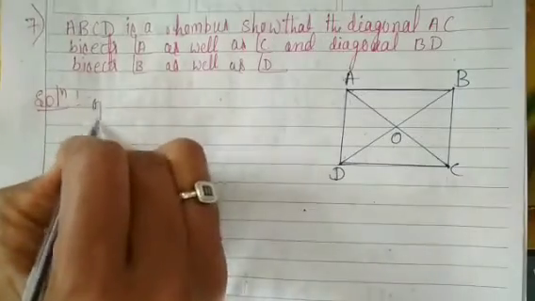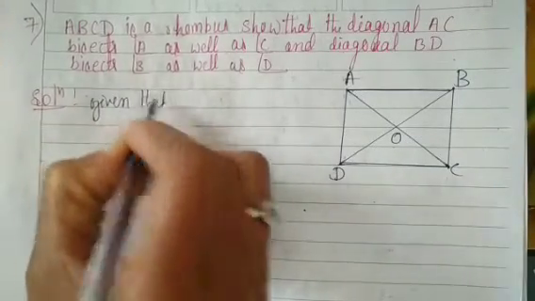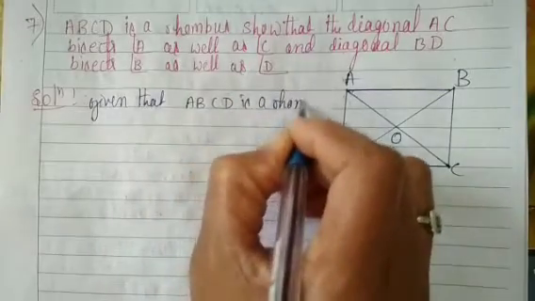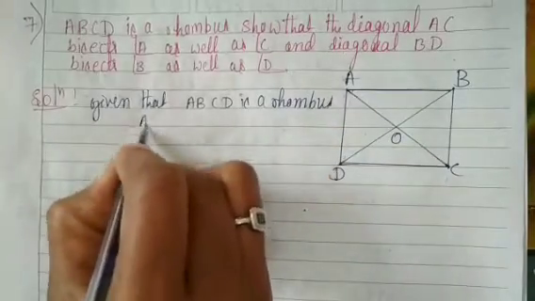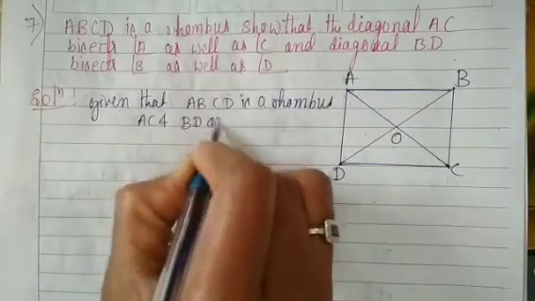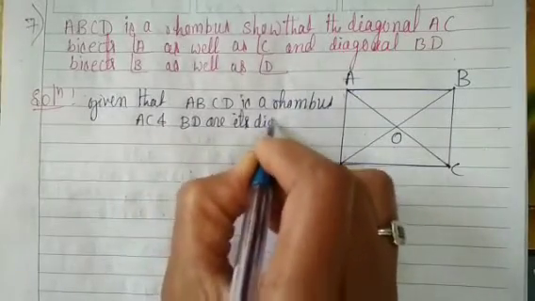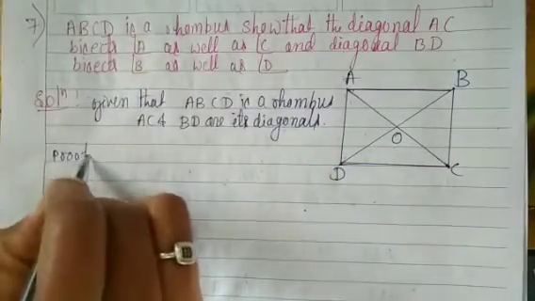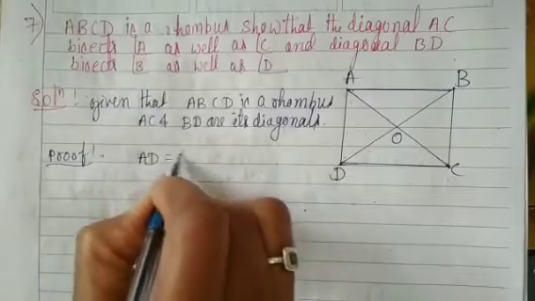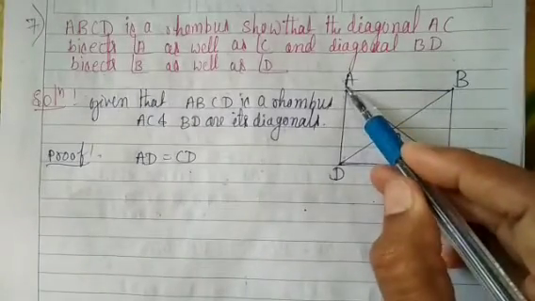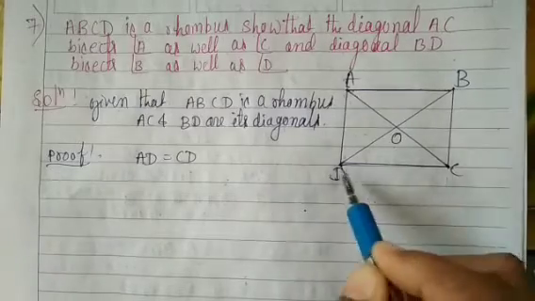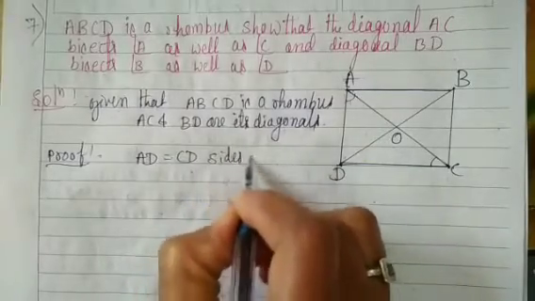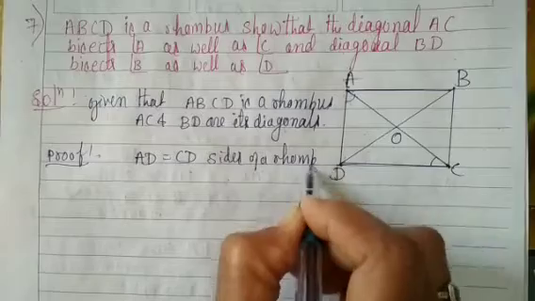Given that, what is given in the statement? Yes, ABCD is a rhombus. Here, AC and BD are its diagonals. Look at the figure. You observe the diagonals AC and BD. Proof. AD is equal to CD, which one? Here. AD is equal to CD, means angle A is equal to angle C. Sides of a rhombus.